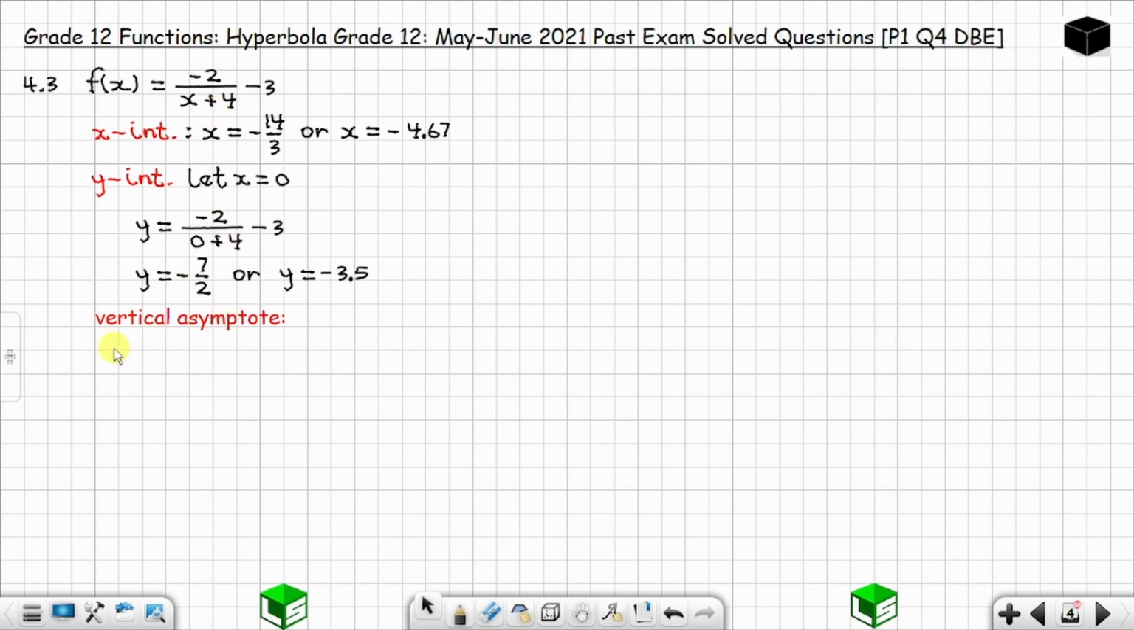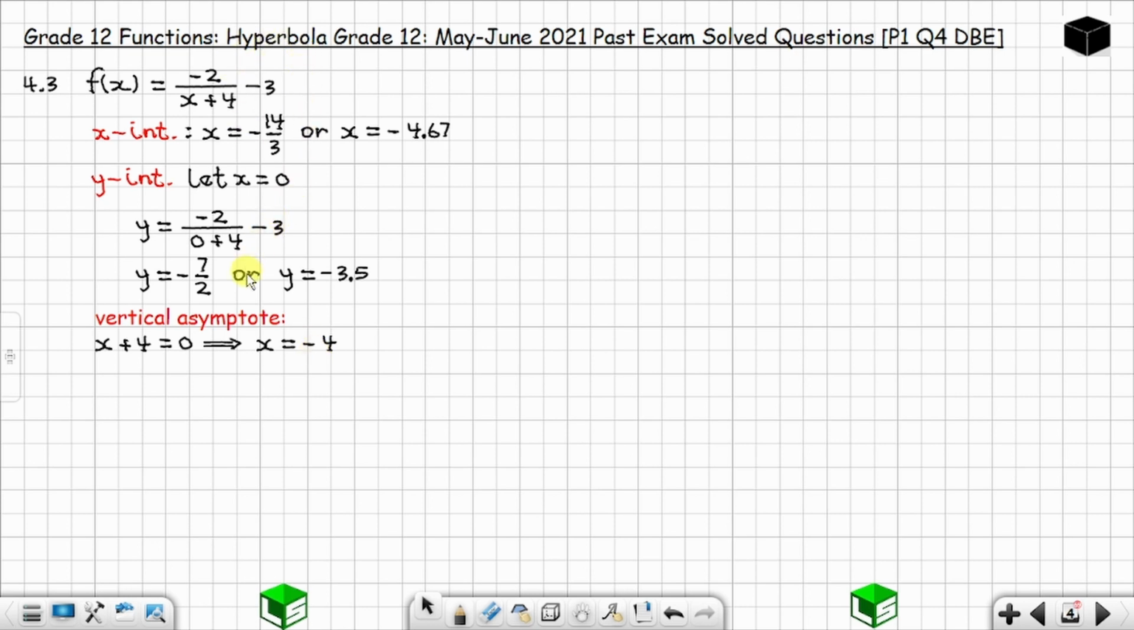You can see you have x plus 4. You equate it to 0 and solve for x. You take the +4 to the right, it becomes -4. So x is equal to -4, and your vertical asymptote is at x equal to -4. Remember this always: if you want to get your vertical asymptote, take what you have in the denominator, equate it to 0 and solve for x. Do this when you are dealing with hyperbola.